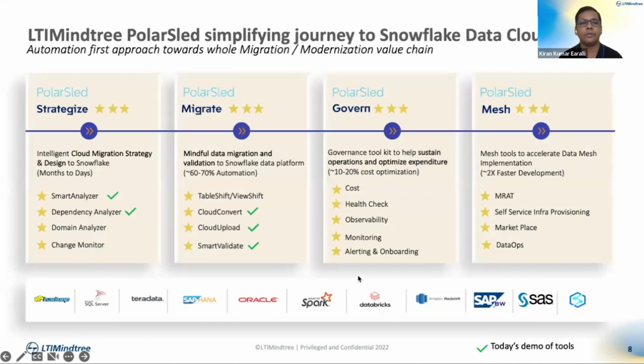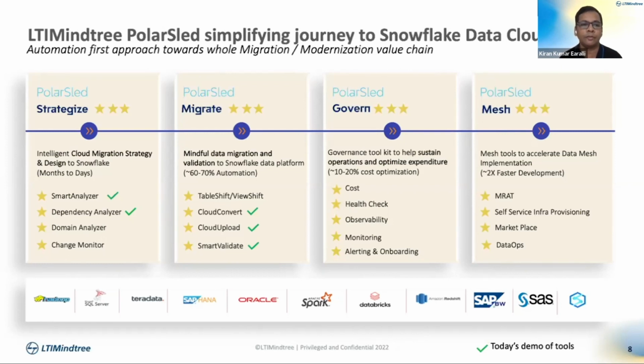Then moving on, let me introduce you to LTI Mindtree PolarSled. This is the accelerator, built with the Unix philosophy. It is a suite of tools, where each tool does a specific job and is best at it, and when they come together they solve a bigger problem. Today we are going to see five tools with a green tick on them: Smart Analyzer, Dependency Analyzer, Cloud Convert, Cloud Upload, and Smart Validate. PolarSled is divided into four pillars: strategize, migrate, govern, and mesh. Today we are going to concentrate on strategize and migrate alone; govern and mesh are not for today. At the bottom of the slide are all the systems supported by PolarSled, which helps to migrate these systems to Snowflake.